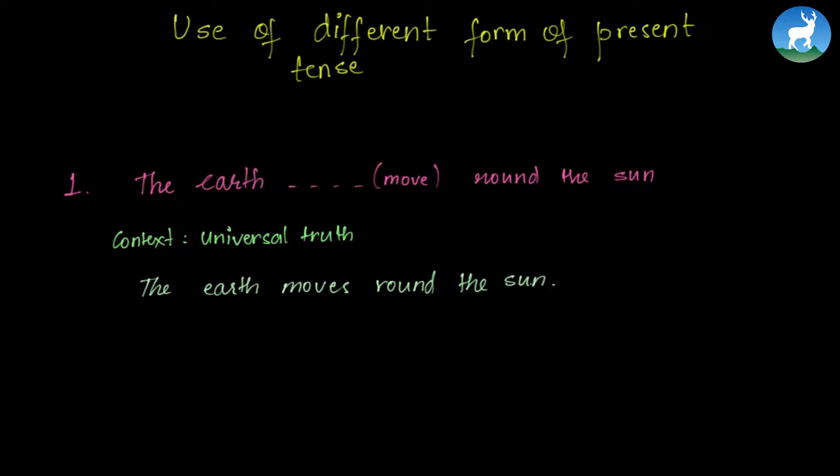We do not say the earth is moving round the sun, though it's moving right now at this point. Still, we don't use is moving because it is the universal truth, and universal truth should always be in simple present tense. The second question.